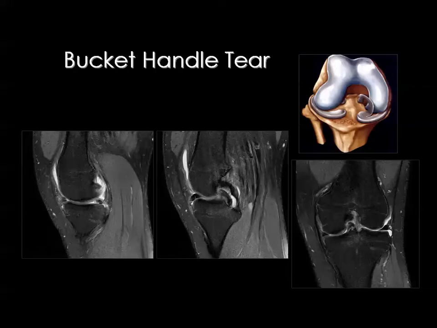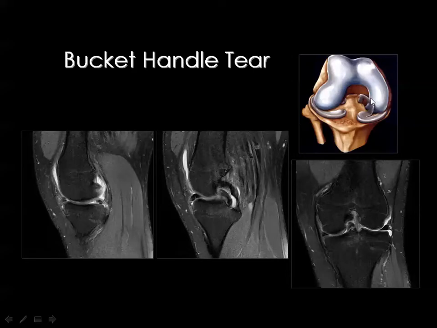In order to predict the possibility that this is a bucket handle tear, the first observation is that the posterior horn of the medial meniscus is relatively small. Either it is smaller than the anterior horn or equal to the anterior horn, but normally you know that the posterior horn is larger than the anterior horn. Why is the posterior horn smaller? Because a fragment of the horn is not present.